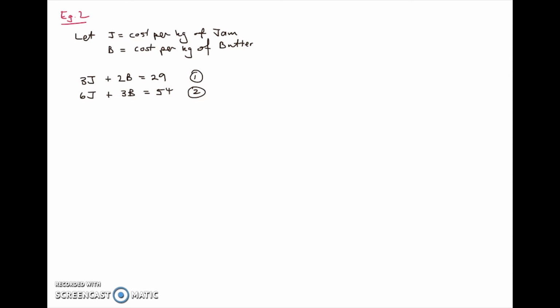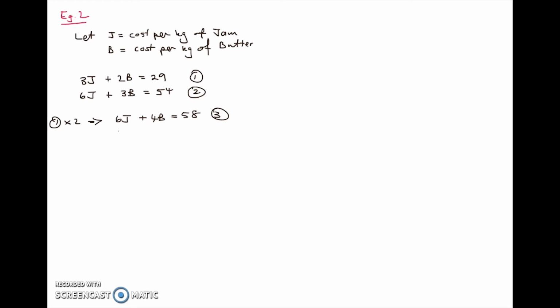So now we're going to solve this by the elimination method as well, but you can see that we can't just add them together, so we're going to have to do some multiplication. And we can see that the second equation, as far as J is concerned, is double that of the first. So we'll go number 1 times 2. So then it changes our equation 1 into 6J plus 4B equals 58. And we'll call that equation 3.